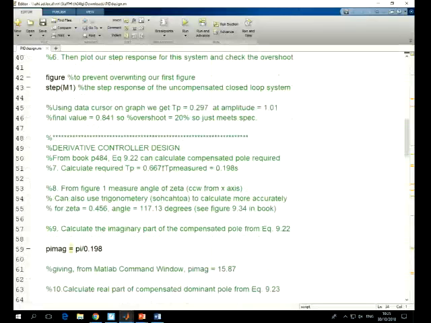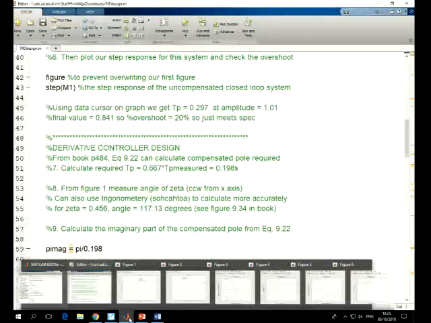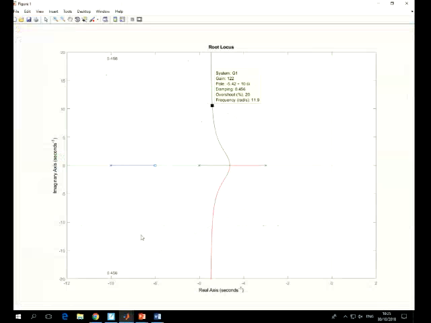The derivative controller design is more complicated, but you don't really need to understand it. You just need to be able to put the numbers in and follow the steps. So the first thing we want to do here is to measure the angle of zeta. In this case, our damping factor is 0.456. So that is shown on our graph here. This very light dotted line is our angle. So what we're trying to find out is this angle here.